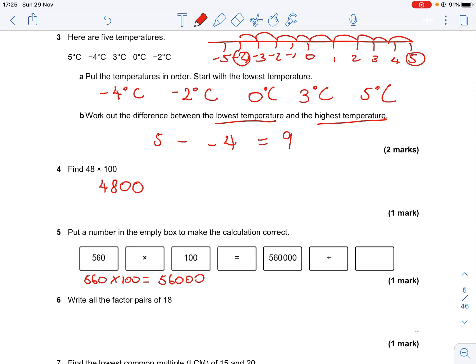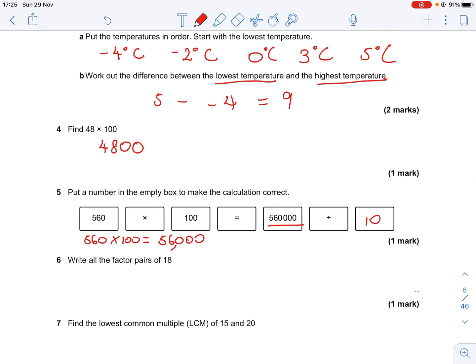Then we look at this side, we need to make them equal. So we have 56,000 on this side, but on this side we have 560,000. So how do we get from 560,000 to 56,000? We divide by 10. So remember, each time we divide by 10, we remove 1 0 from the end.